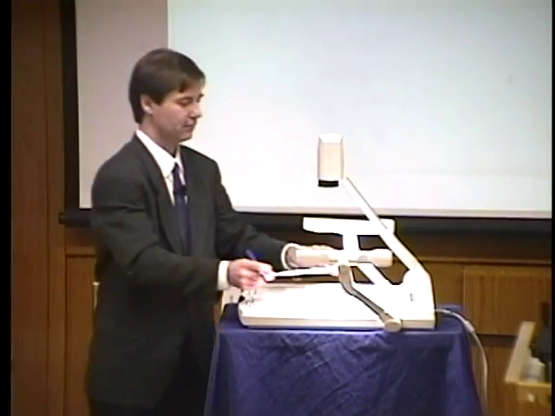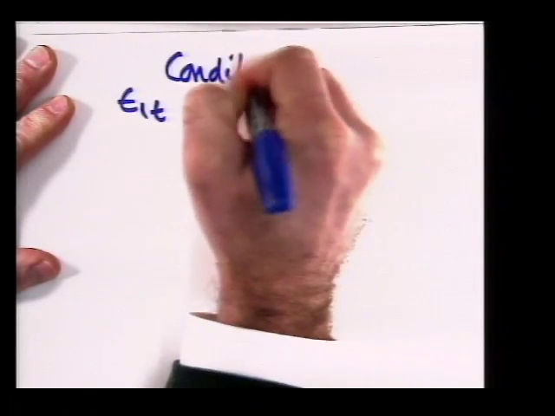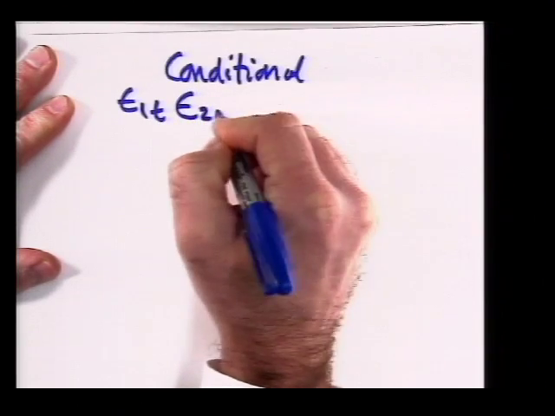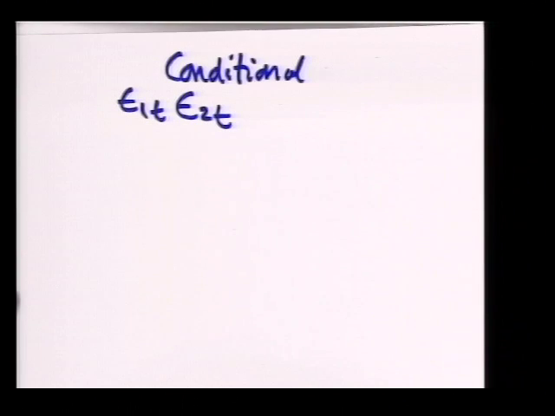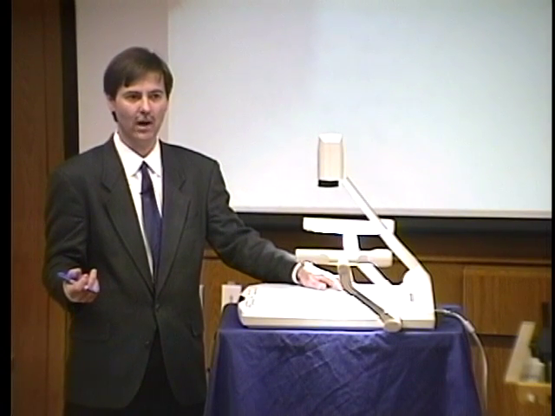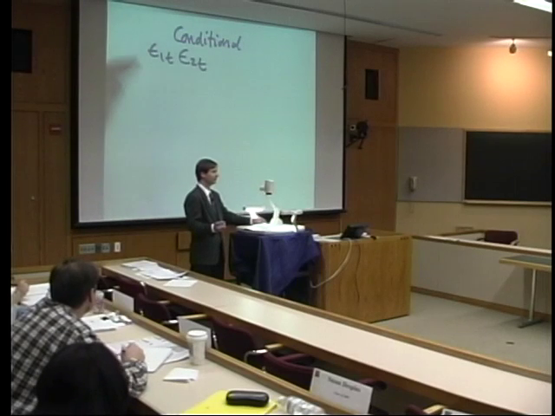Now, what about the full conditional? We've got epsilon 1t, conditional, conditional. And we've got epsilon 2t. What are we going to do to make a full conditional model here? What do we need to do? We need to forecast that thing. Just like we needed to forecast the square of epsilon 1t for the volatility. So we need to forecast that.